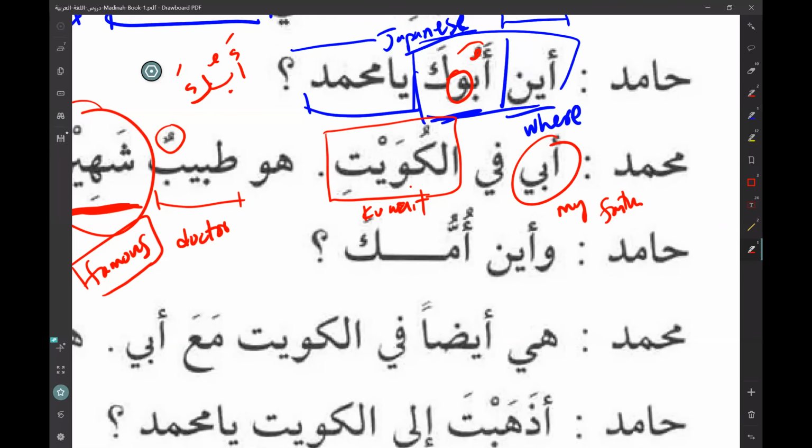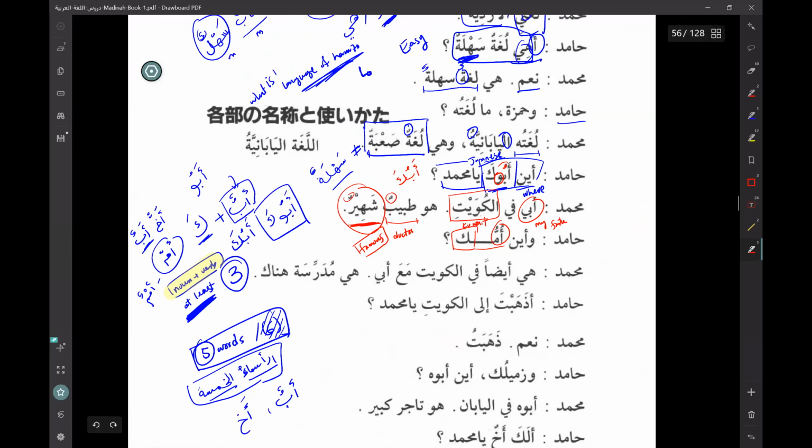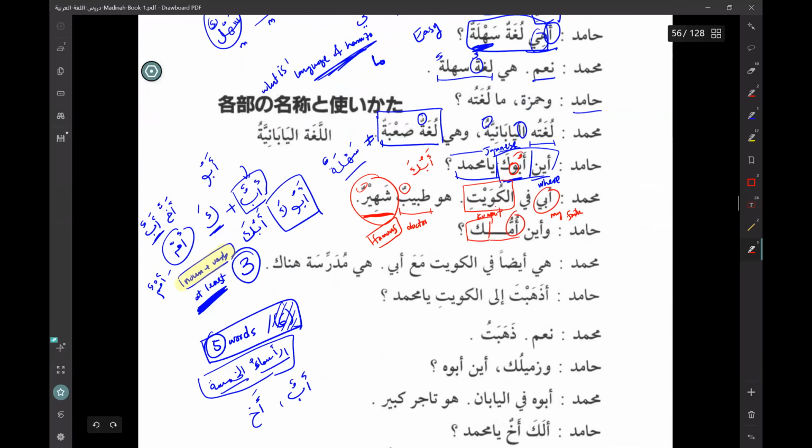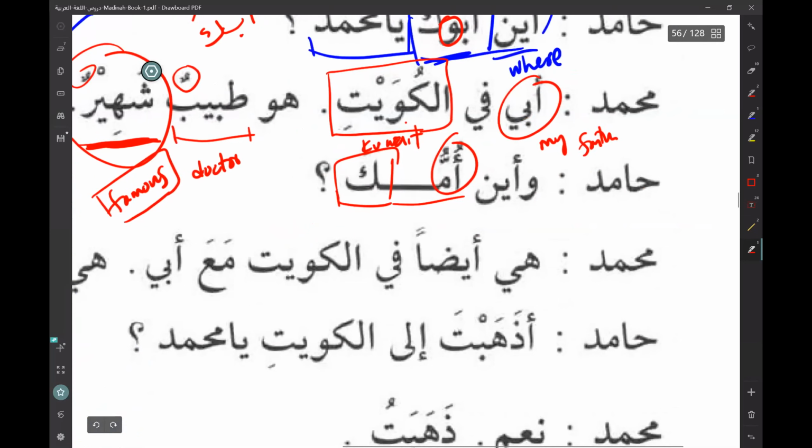Wa aina ummuka? And where is your mother? Again, ummuka is your mother. You see, we're getting a lot of this kind of idafa. Inshallah, the more we do this, the easier it gets. There are a lot of exercises, guys. If we do them, trust me, inshallah, these things will be very easy. Where is your mother? Here, aidan. Now you see how many times aidan is coming. What is aidan?